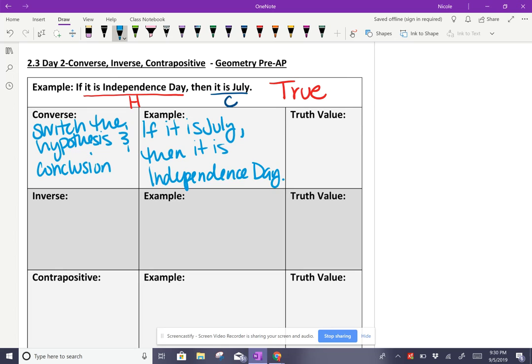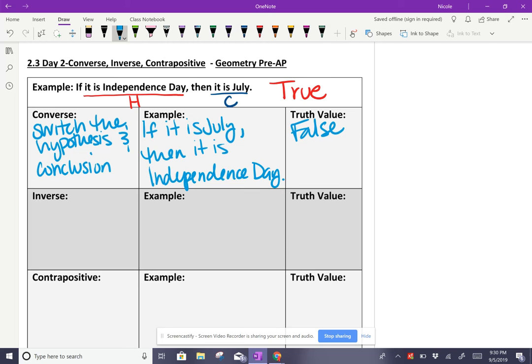Now, is this true? Is that possible? If it is July, then it is Independence Day. Independence Day is one day in the entire month of July. So what if I picked July 6th, July 30th, July 27th? Are those Independence Days as well? No, they're not. So our truth value is false.